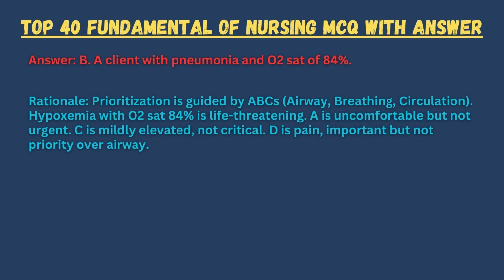Answer B. A client with pneumonia and O2 SAT of 84%. Rationale: prioritization is guided by ABCs: airway, breathing, circulation. Hypoxemia with O2 SAT 84% is life-threatening. A is uncomfortable but not urgent. C is mildly elevated, not critical. D is pain, important but not priority over airway.